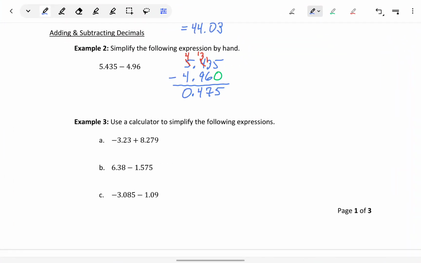So some of this is really just practicing with your calculator to see how this should work. But keep in mind, we can always start off with 0 and subtract to get that first number to be negative.